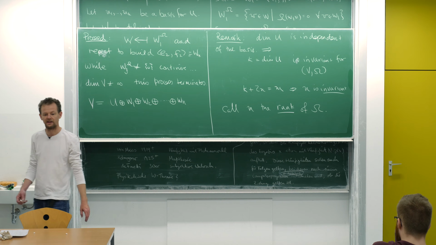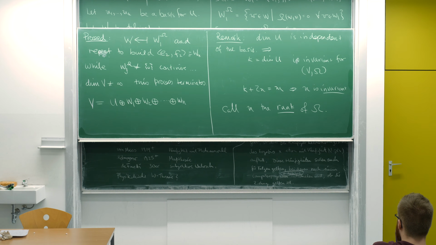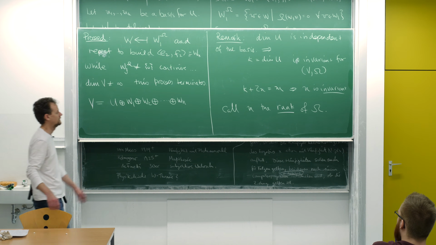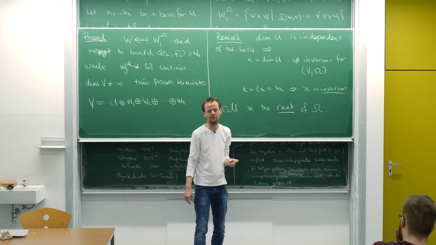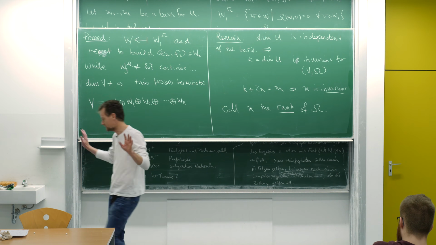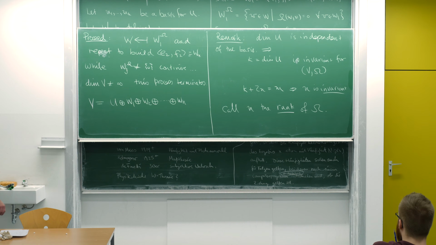All right, and so that allows us to infer that this number here, this integer, is also an invariant, and we're going to give it a name. We're going to call it the rank of omega. It's related to the rank of omega as a matrix, no worries, by a factor of 2.